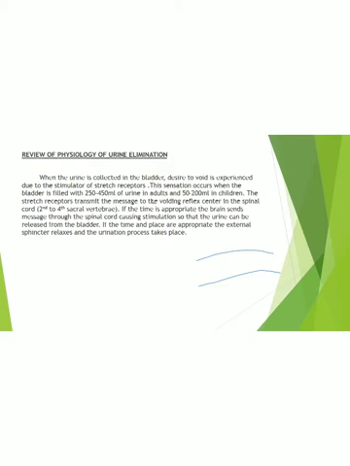The stretch receptors transmit the message to the voiding reflex center in the spinal cord. The receptors that give us the message are at the second to fourth sacral vertebra. If the time is appropriate, the brain sends a message through the spinal cord so that the urine can be released from the bladder.